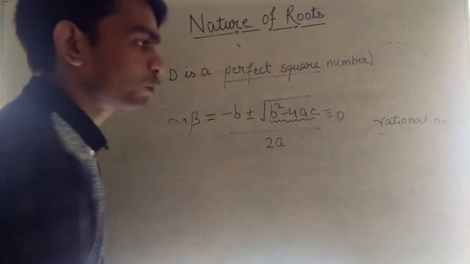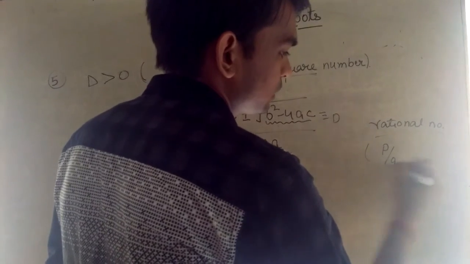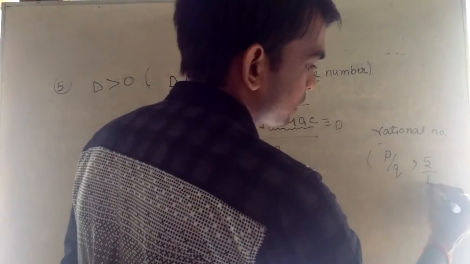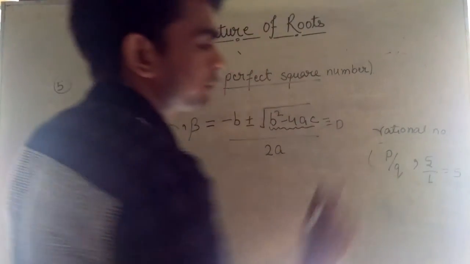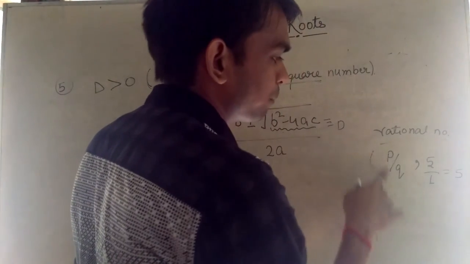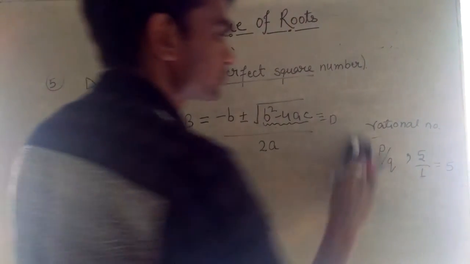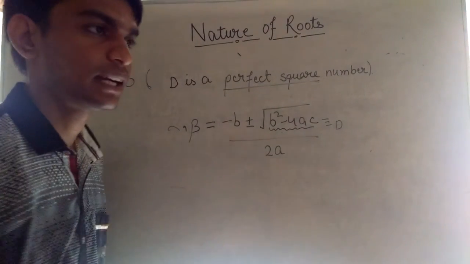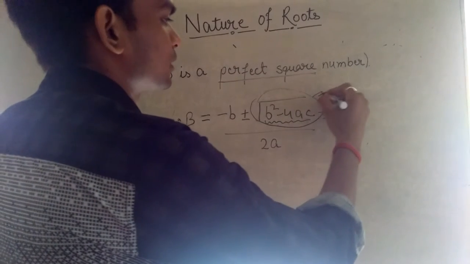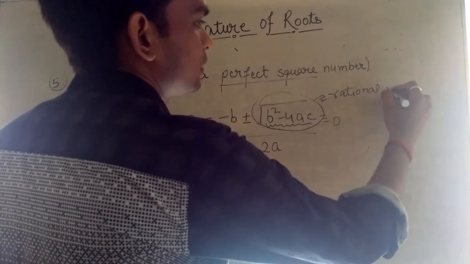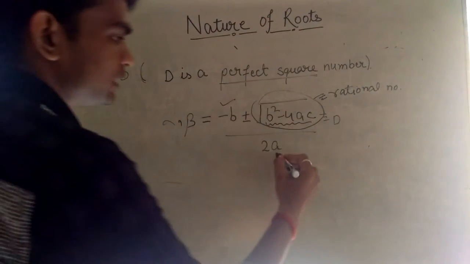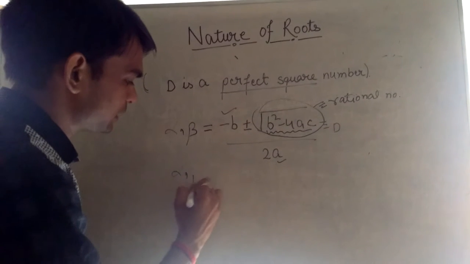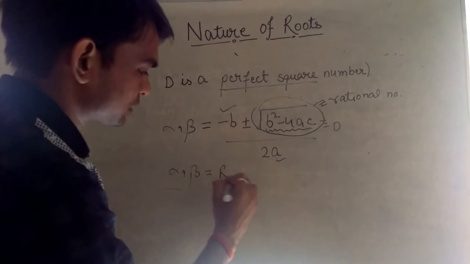What do you mean by a rational number? Those numbers which can be expressed in the form p by q. For example, 5 is a real integer number, and it can be expressed as 5 by 1 equal to 5. So 5 is an integer, and it is expressed in the form p by q, so 5 is also a rational number. So if we take the roots of a perfect square number, we get an integer, that is, a rational number. b is a real number, a is also a real number. If we add a real number and an integer and divide by a real number, then alpha comma beta becomes a rational number.